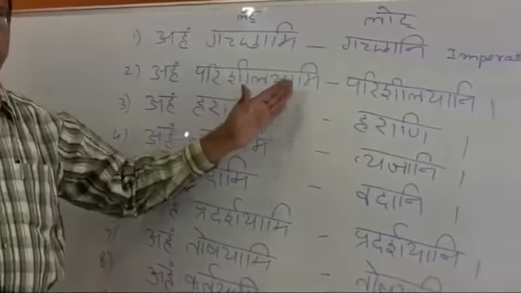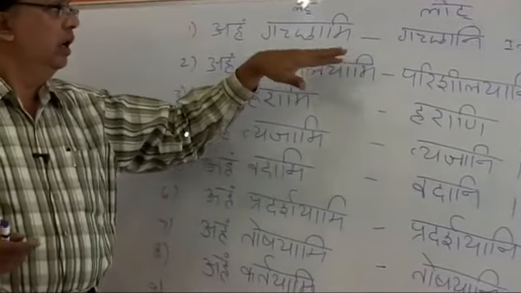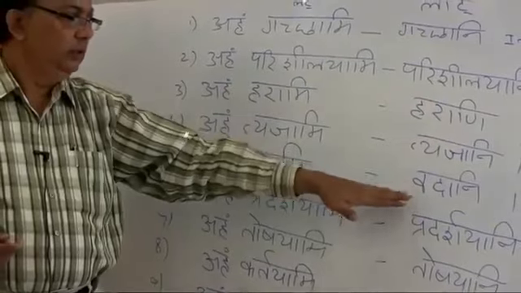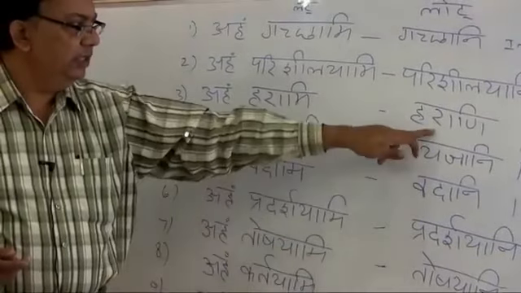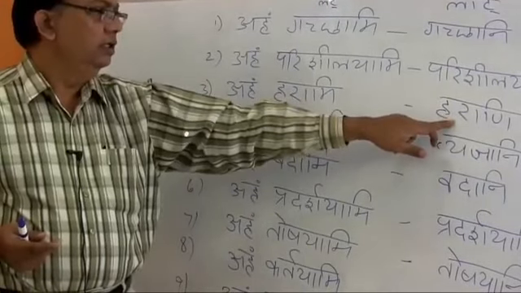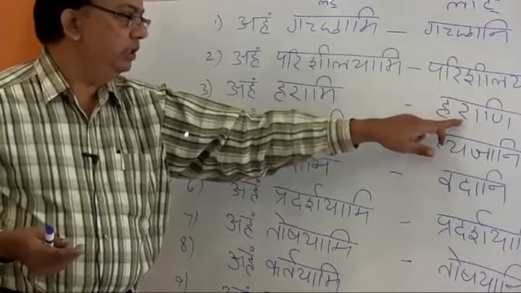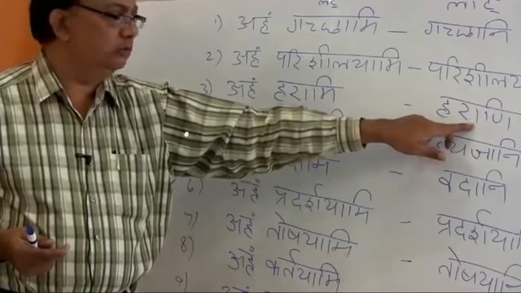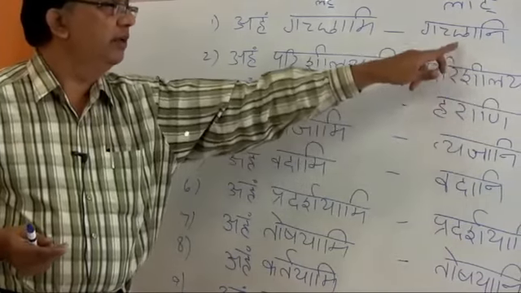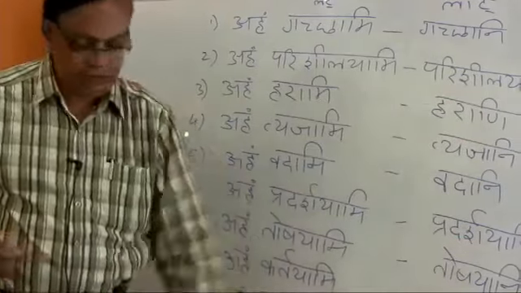So watch these verbs, how they are changing. Ami is changing to ani. See the ending. Ami everywhere is changing to ani, ani, ani. Because of the ra factor here, the third one, aham harami becomes harani. Here it becomes ani because of the ra. This is the change because of the ra. You will know it later. Otherwise, everywhere ani, ani, you can see this.